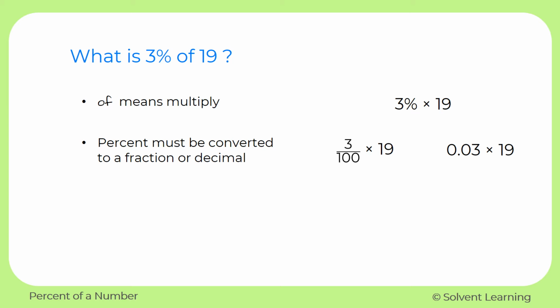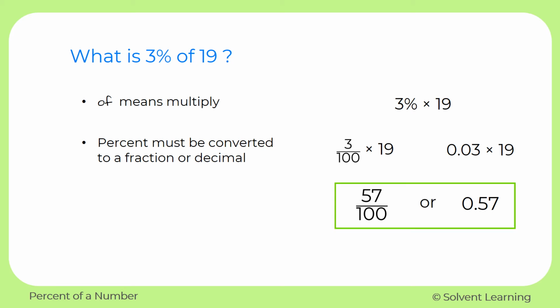Now that we've converted to a fraction or a decimal, we can go ahead and calculate the answer. Based on the fraction, we would multiply the 3 times 19, which gives us 57, and bring over the denominator of 100, so the answer would be 57 over 100. Or if we based it off of the decimal, 3 hundredths times 19 would give us 57 hundredths, or 0.57. So we could write our final answer either way, 57 over 100 or 57 hundredths.